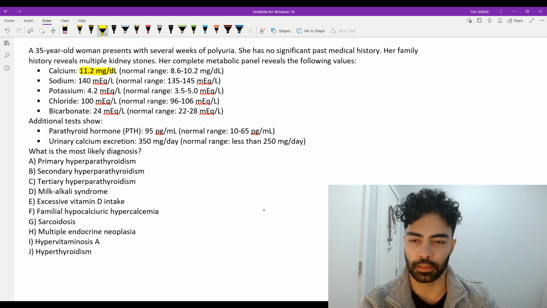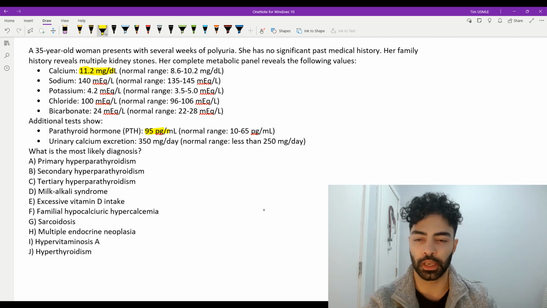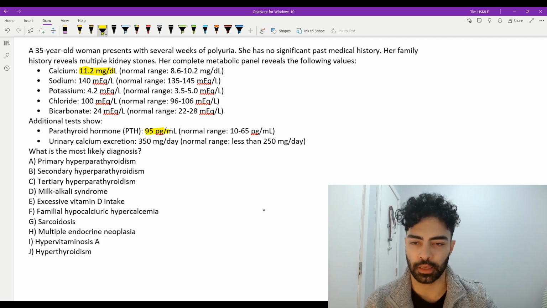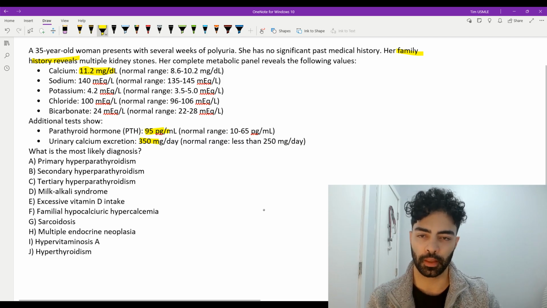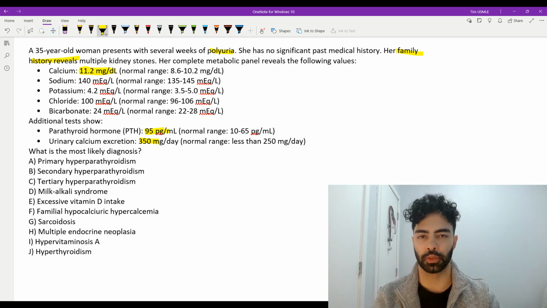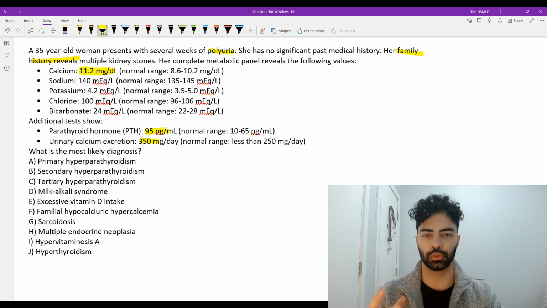And we see elevated PTH, and elevated urinary calcium excretion. The other signs that we have is that it's a familial issue because the mom also had multiple kidney stones. They're presumably also calcium kidney stones and polyuria. So in this question, we have almost five. But if I were to choose only three, I would probably go with the signs, the values that we got from the patient.